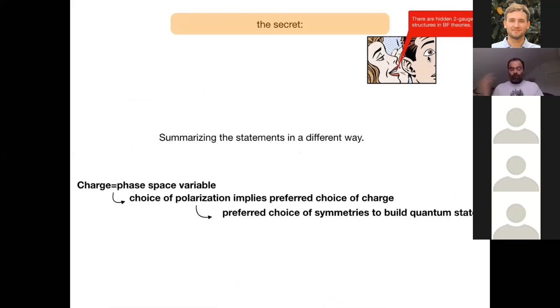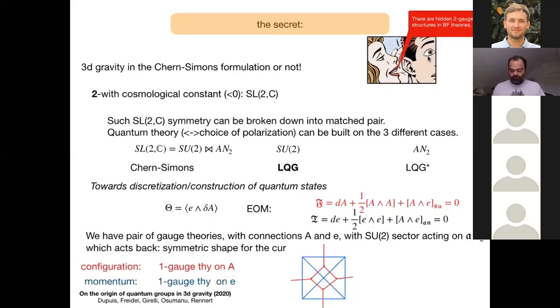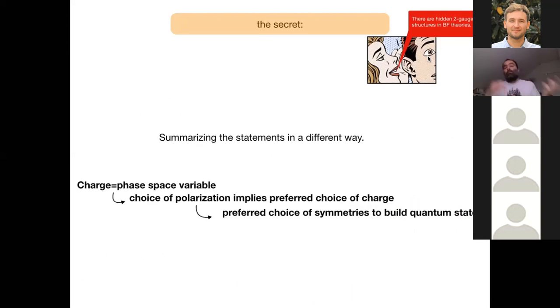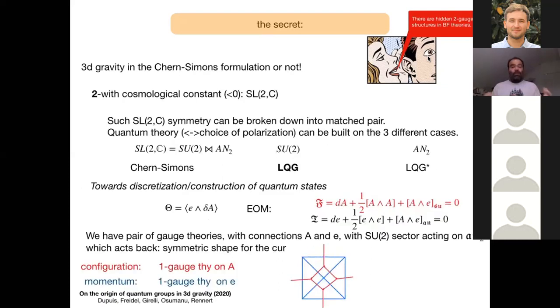I also wanted to say things in a different way. When we do this construction, I fix my configuration variable, say A, and when I discretize, I discretize it on the complex, whereas the momentum variable I discretize on the triangulation. This is breaking the symmetry. What you call X or P is just a matter of naming, but when you discretize, you're really assigning structures to either the triangulation or the complex, so you're breaking the equivalence between X and P, which are kind of the same guy.